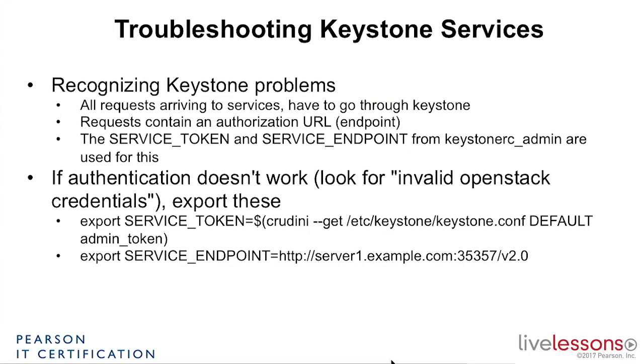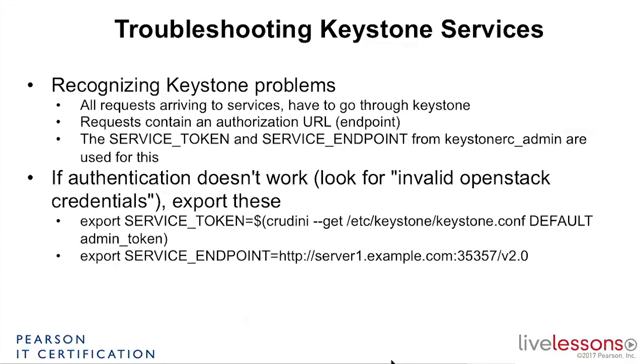So at the end of this lesson, I want to talk about some troubleshooting tips regarding Keystone services. To start with, you need to recognize Keystone problems. As Keystone typically is a backend service, the problem might manifest itself in some other service. For example, you try to do something with Glance. You want to add an image and that doesn't work. So make sure that the problem is related to Keystone, not to the service that you are currently working with.